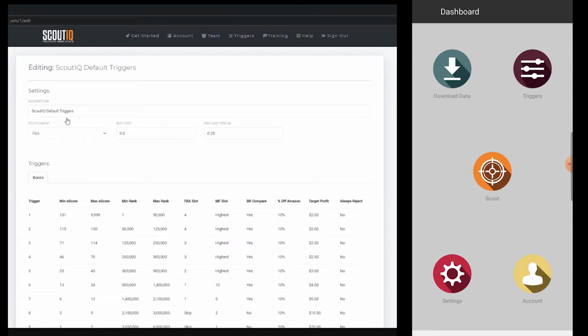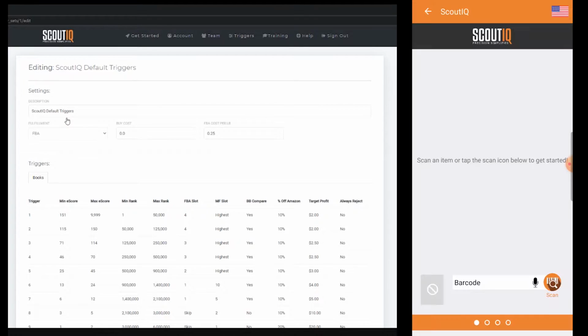All right, you can also see I have ScoutIQ open, and I have some books laid out beside me. I'm going to scan these books, and we're going to look at real life, what it's choosing, why it's saying accept or reject, and try and figure out how the triggers are working. So let's scan the first book here.